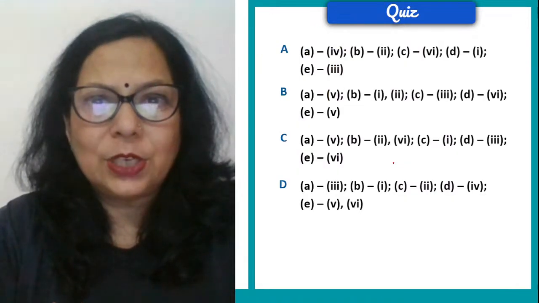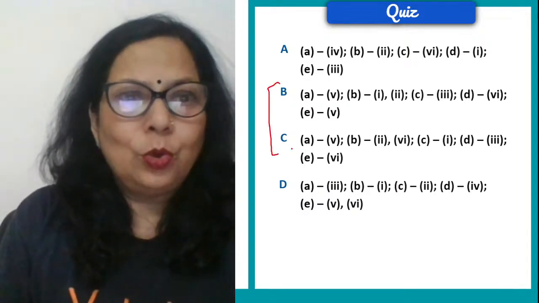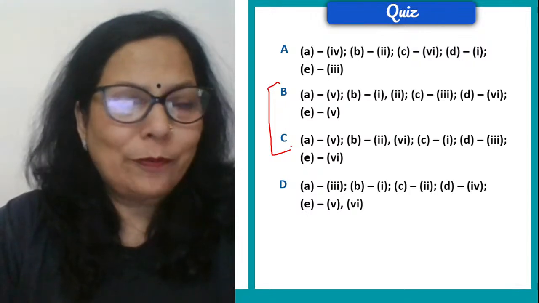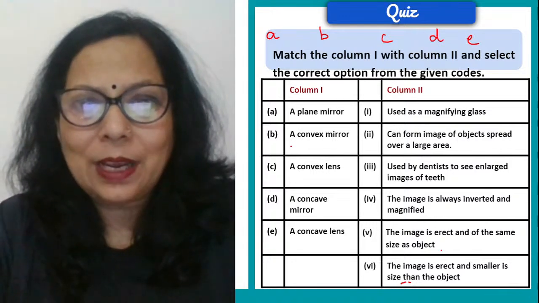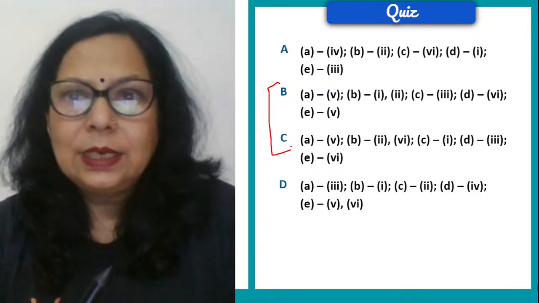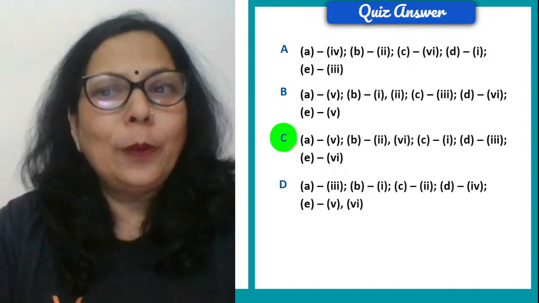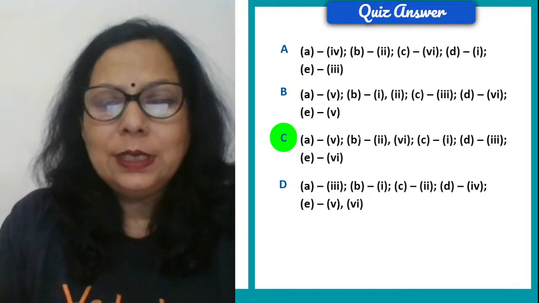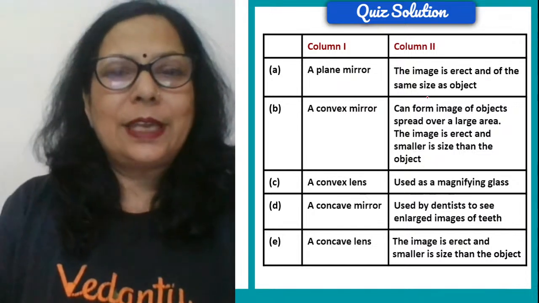First, see where it is matching with A part. So it's matching in these two. Now from these two, you have to select. Then you can easily make out that the concave mirror is used by dentists. So now your option is almost done. Yes. So your option is C. I hope it is written here. A plane mirror, the image is direct and same size of the object.